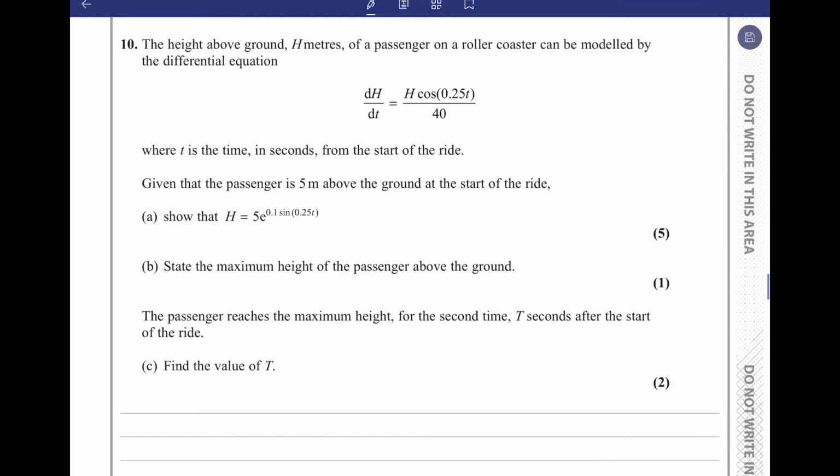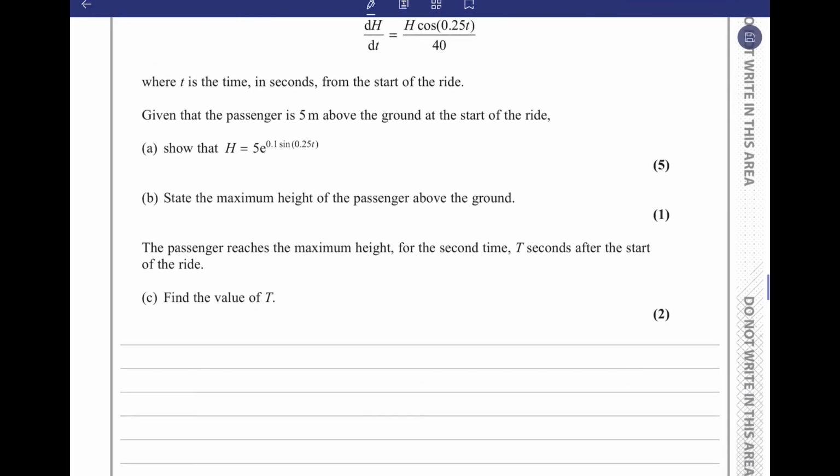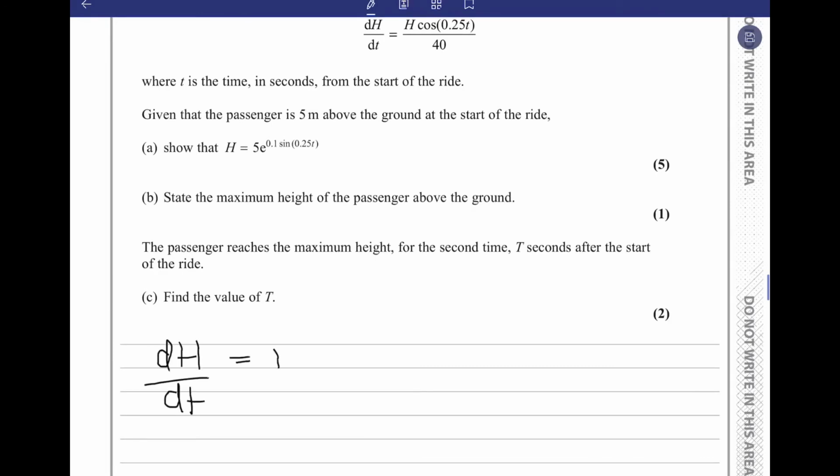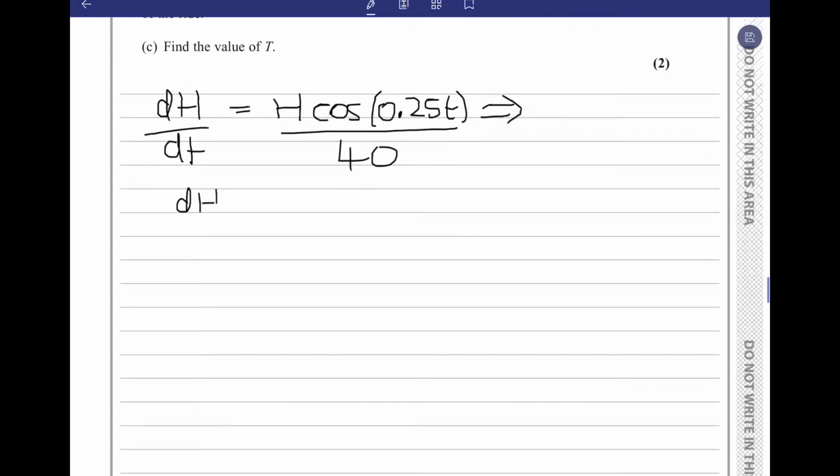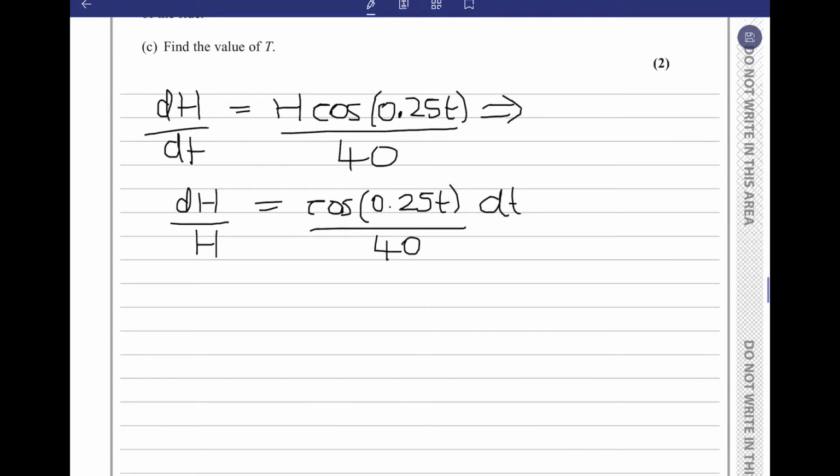Now, in order to do this, we're going to need to separate the variables. So I always like to write down our equation down here, which equals h cos 0.25t divided by 40. Separating the variables gives us the following. So we get dh by h equals cos 0.25t divided by 40 dt. So what we've done from this first equation is just times through by dt and divide by h.